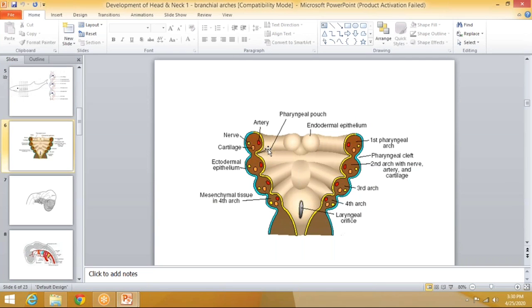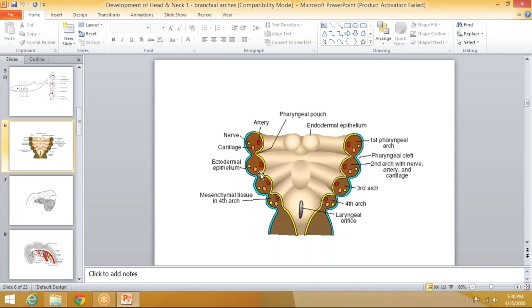Now these are the pharyngeal arches. Each pharyngeal arch has ectodermal thickenings and endodermal thickenings. Ectodermal lining will give rise to the ectodermal clefts, the depressions. Endodermal thickenings will form endodermal pouches. So please remember, the ectodermal thickenings give clefts. Endodermal thickenings form the pouches.